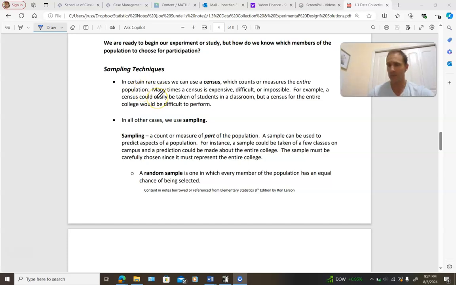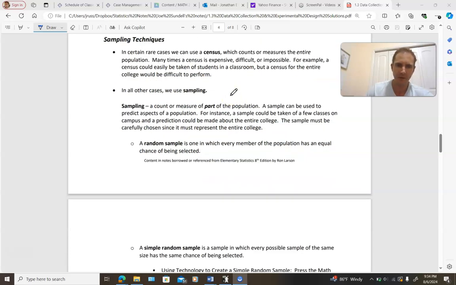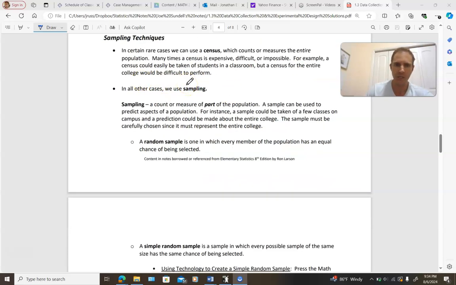We actually have a census every 10 years, and that's what it attempts to do. We call it a census, but it's not actually a true census because it doesn't capture everyone. Like I said, most of the time it's expensive, difficult, and typically just basically impossible. Because if it were possible, then we wouldn't really need statistics, or we wouldn't need sampling methodology. But in all other cases, we're going to use sampling.